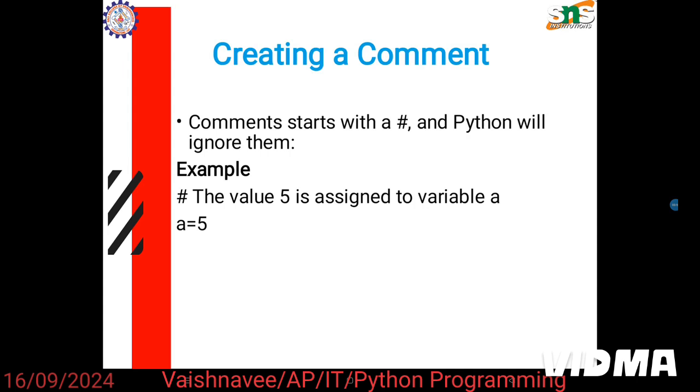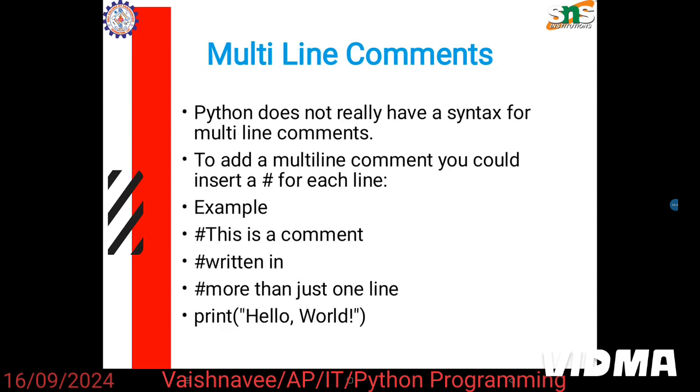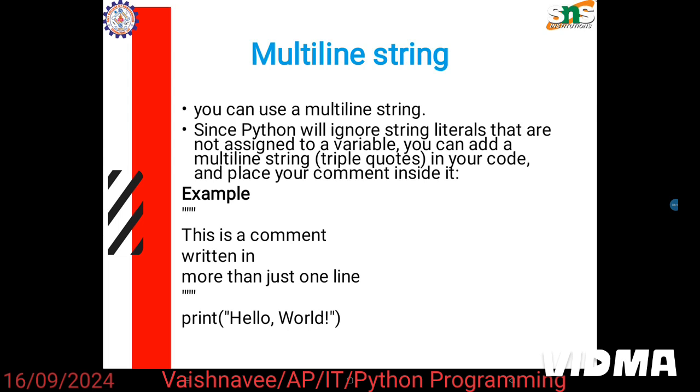So, hash, the value 5 is assigned to variable A. This is for understanding purposes. We said that 5 is a value assigned to variable A, and the system will not execute this once it reads the hash symbol. Likewise, we can have multiple comment lines. So this is a comment written in more than just one line. For multiple lines, we can use multiple hashes. For a multi-line string, we can use triple quotes. When we give triple quotes, it will be treated as a multi-line string, and it will not execute as code.